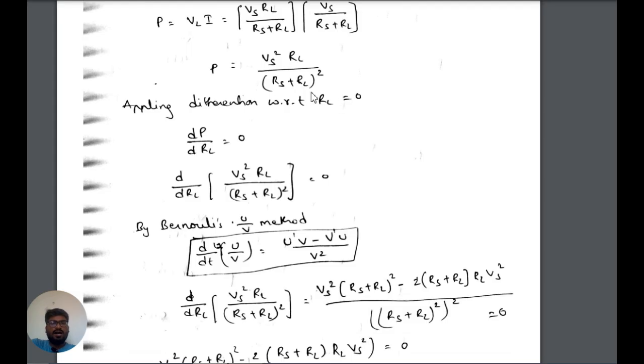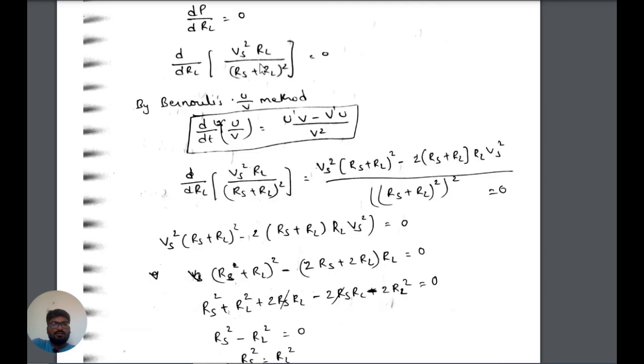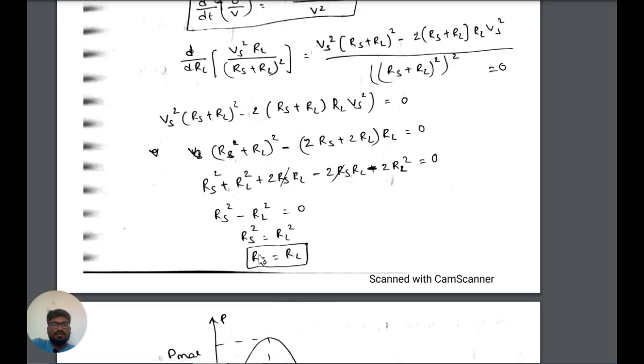So whichever the value of RL, which value will give the maximum power to RL? That condition we are deriving. So we differentiate with respect to RL and set it equal to 0. We solve this by the U by V method, that is, the derivative of U times V minus the derivative of V times U, all over V squared, where U is the numerator and V is the denominator. By applying differentiation, we got Rs is equal to RL.